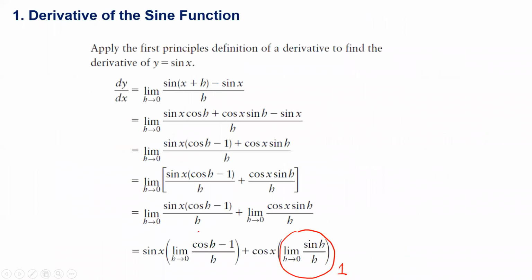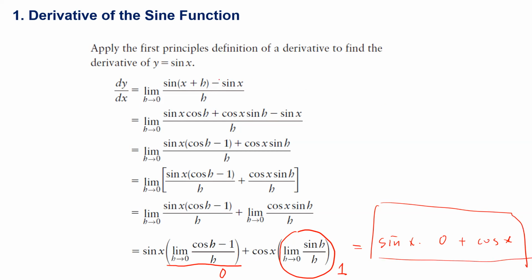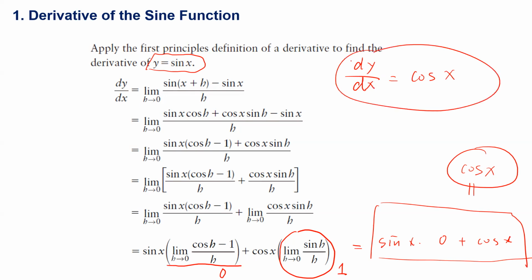Okay, so let's get back to the expression here. We have proved that this limit is actually 0. So that gives us sine x times 0 plus cosine x. So what does this mean? This means the derivative of the sine function is actually cosine x, right? So finally, dy by dx is actually cosine x. This is the derivative of a sine function. Understand?